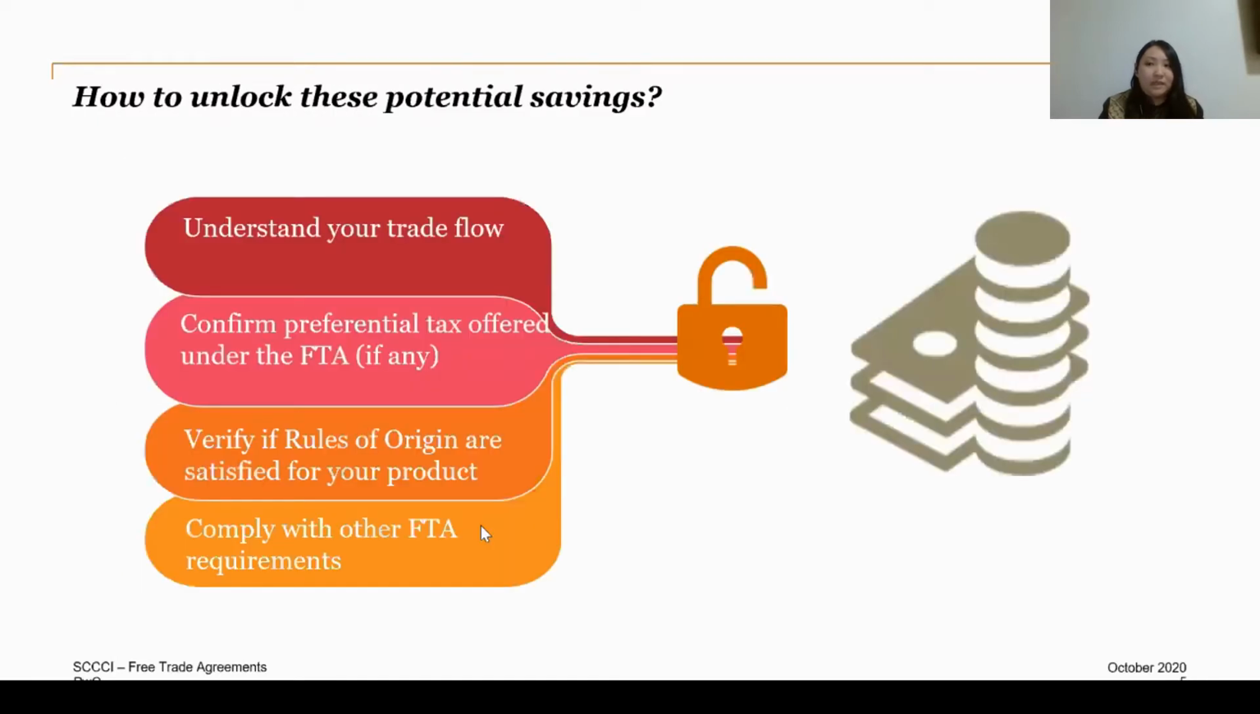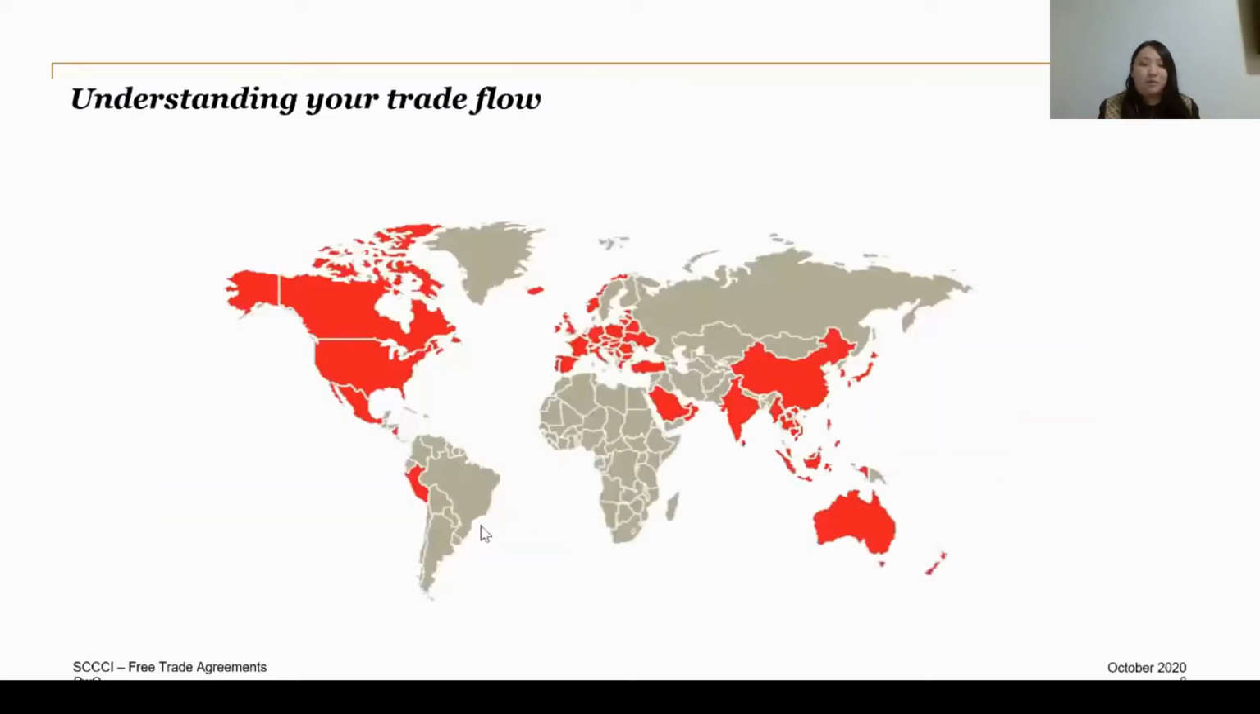Okay, so let's go straight into how to unlock these potential savings. In my mind, there are 4 big steps, and I will go through them step by step, and maybe you can walk through the thinking behind it together with me. The first step, I feel, is really to understand your trade flow. When I say trade flow, I mean where your goods are originating. You can usually think about it as where your manufacturing sites are. Where in the world do you produce your products?